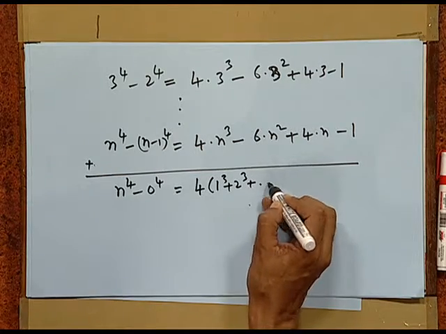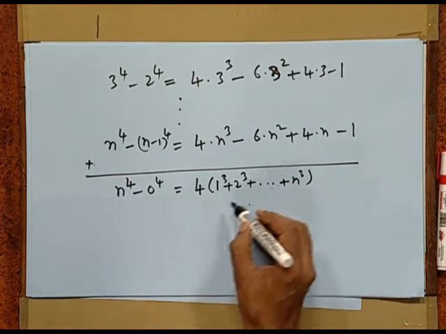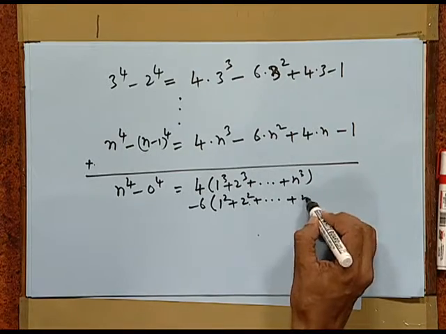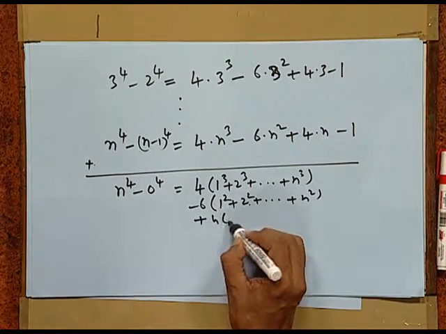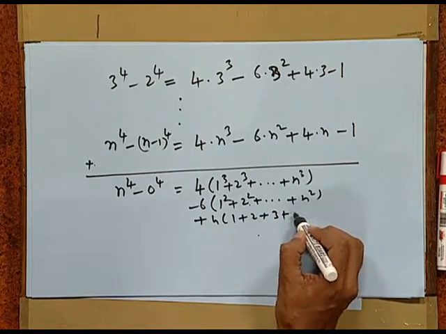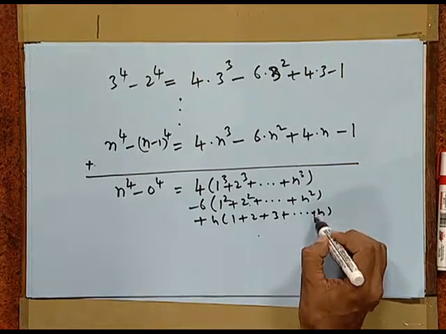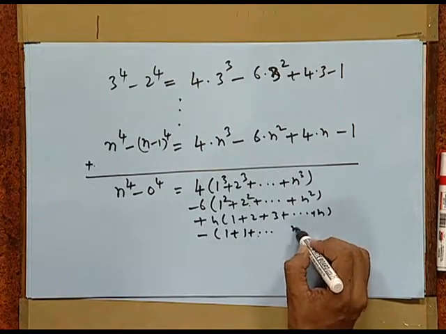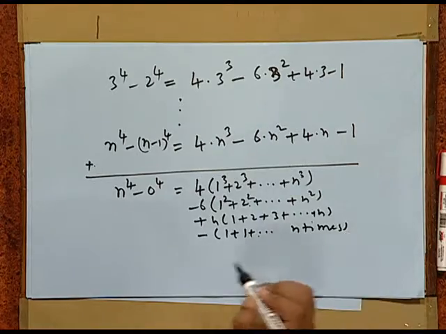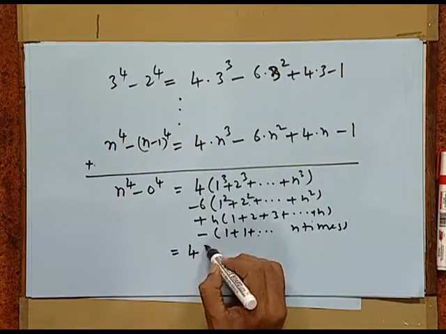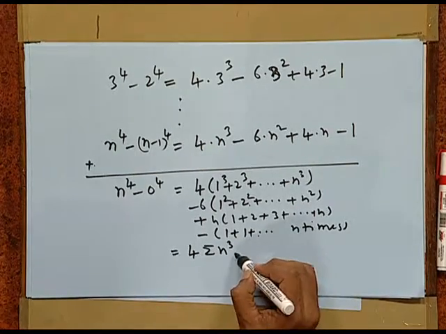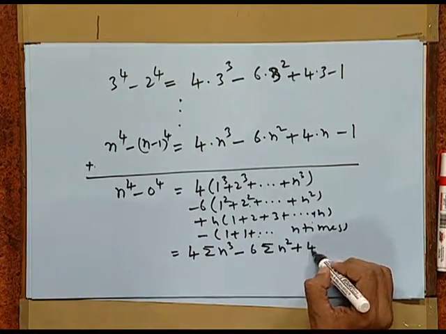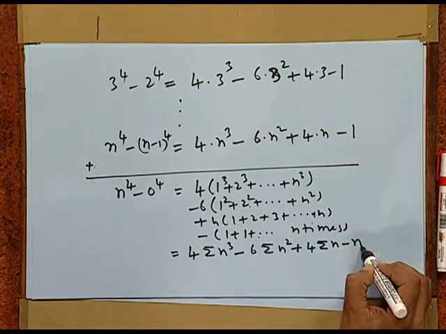When we add all of this, we get just n power 4 minus 0 power 4 equal to 4 times 1 cube plus 2 cube and so on up to n cube, then minus 6 times 1 square plus 2 square and so on up to n square, then we have 4 times 1 plus 2 plus 3 up to n, and finally minus 1 plus 1 and so on n times. This equals 4 times sigma n cube minus 6 times sigma n square plus 4 times sigma n minus n.